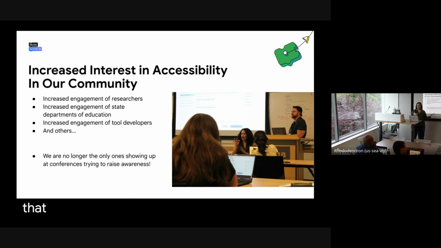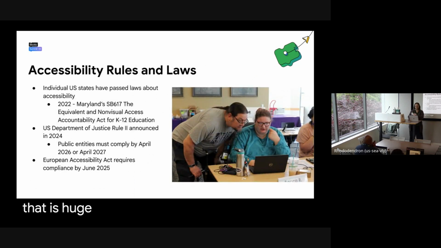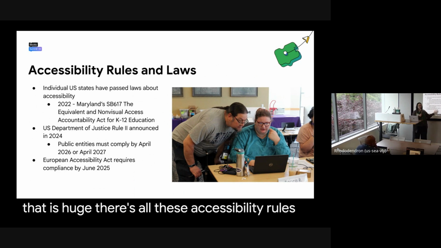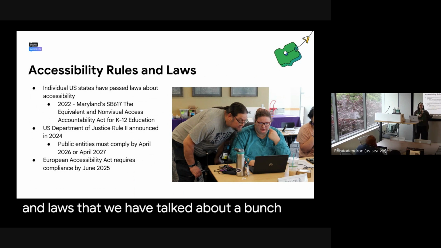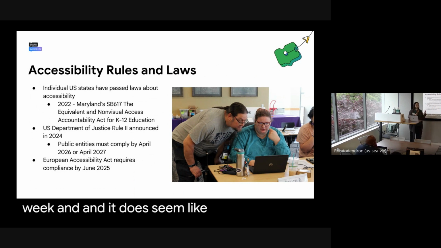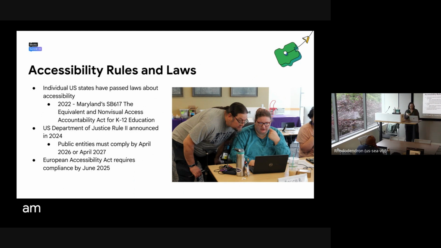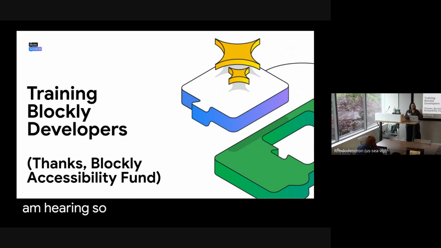Like, that is huge. There's all these accessibility rules and laws that we have talked about a bunch this week. And it does seem like, at least if you're concerned about the Title II rule, it does seem like the Trump administration is inclined to continue to move forward on that, from what I am hearing. So I'll talk a little bit about the work that we are doing thanks to the Block Accessibility Fund.